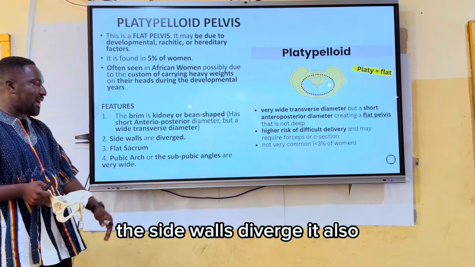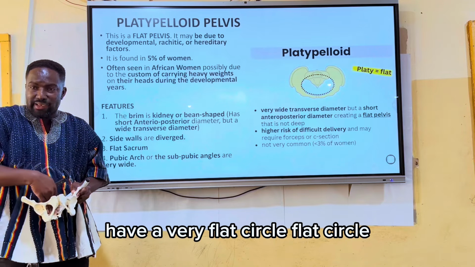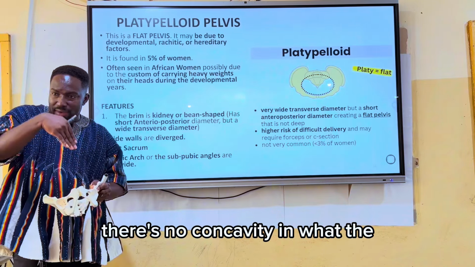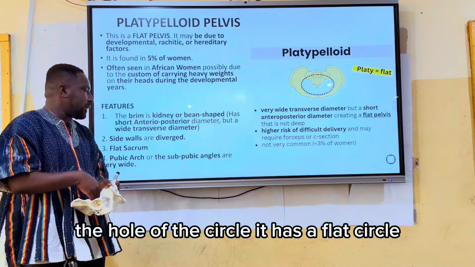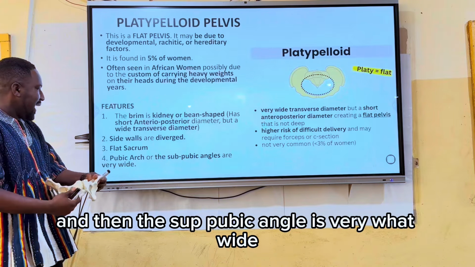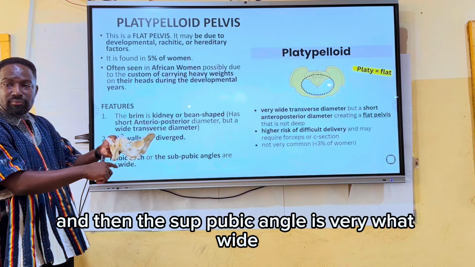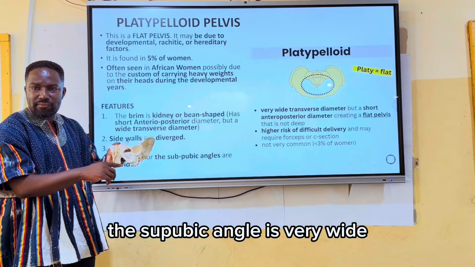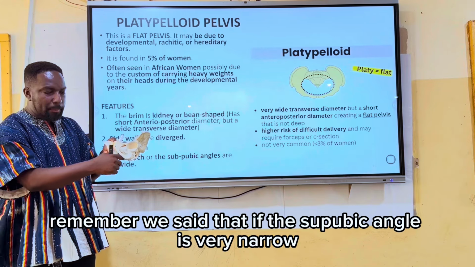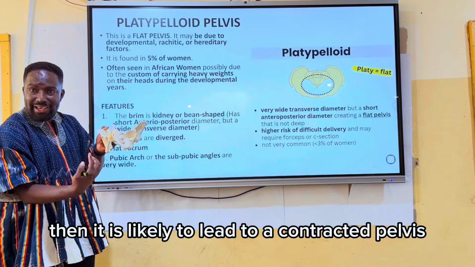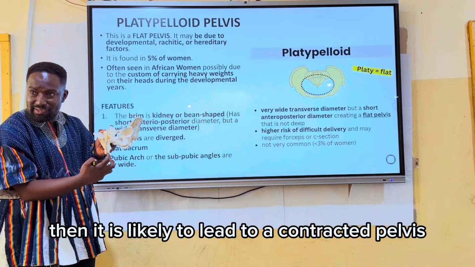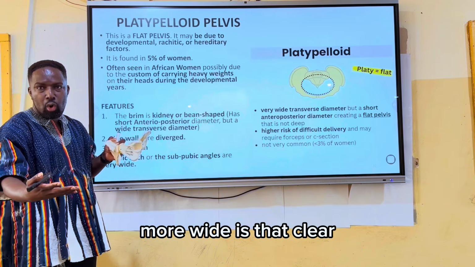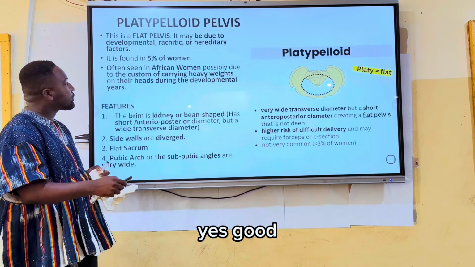The side walls diverge. It also has a very flat sacrum, so there is no concavity in the hollow of the sacrum. And then the subpubic angle is very wide. Remember, we said that if the subpubic angle is very narrow, then it is likely to lead to a contracted pelvis. Therefore, if it is very wide, then the outlet is also going to be more wide. Is that clear? Good.